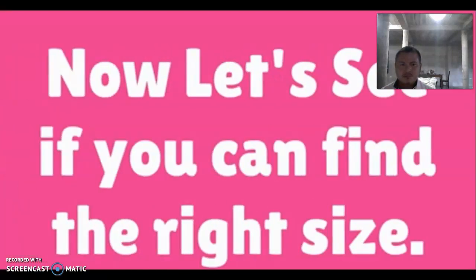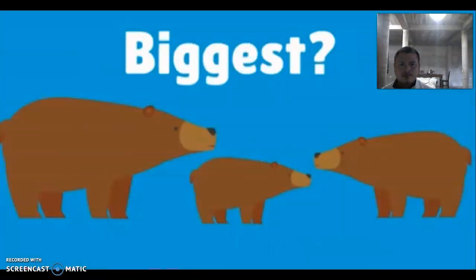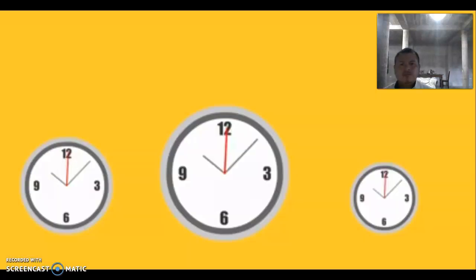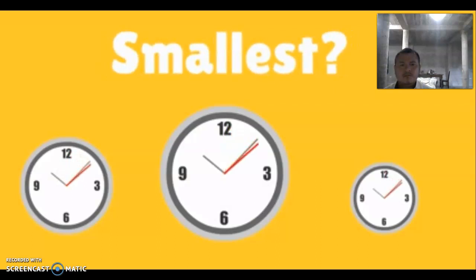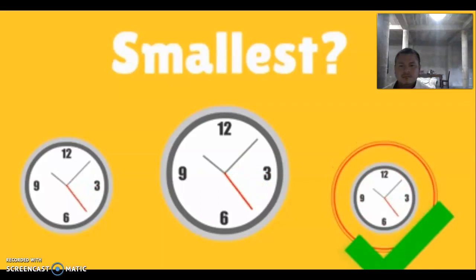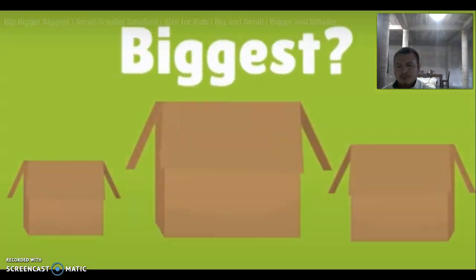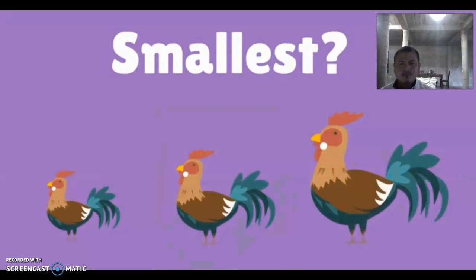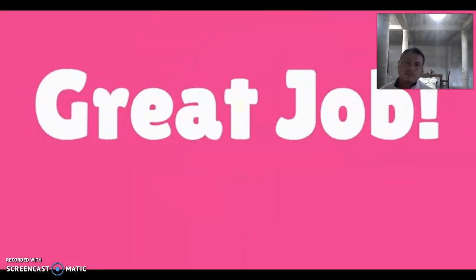Now let's see if we can find the right size. Which bear is the biggest? That's right. Which clock is the smallest? You're right. Which box is the biggest? That's right. Which rooster is the smallest? You're right. Great job.